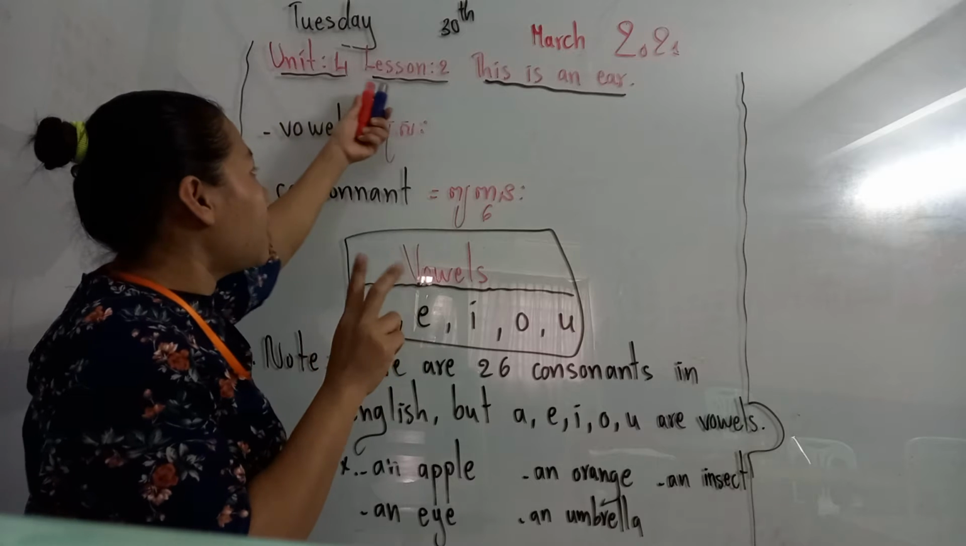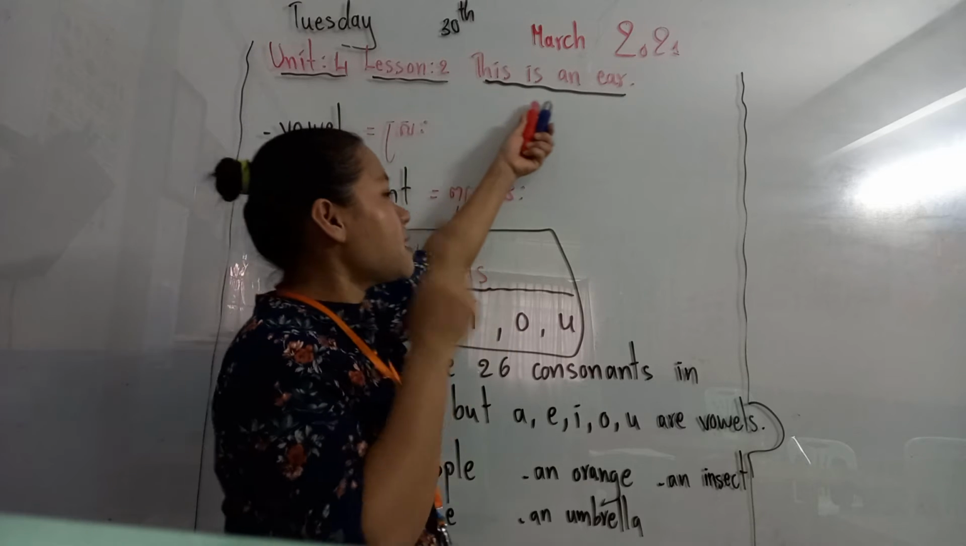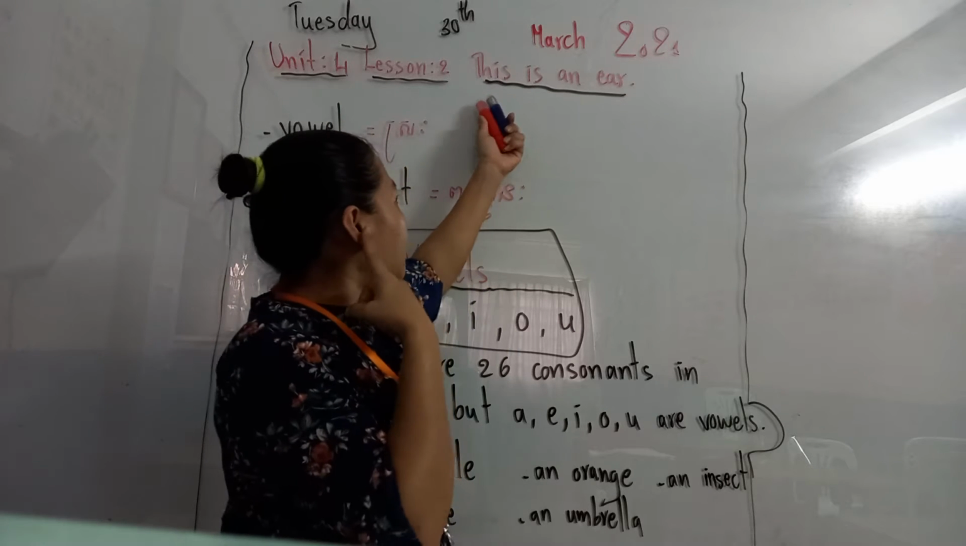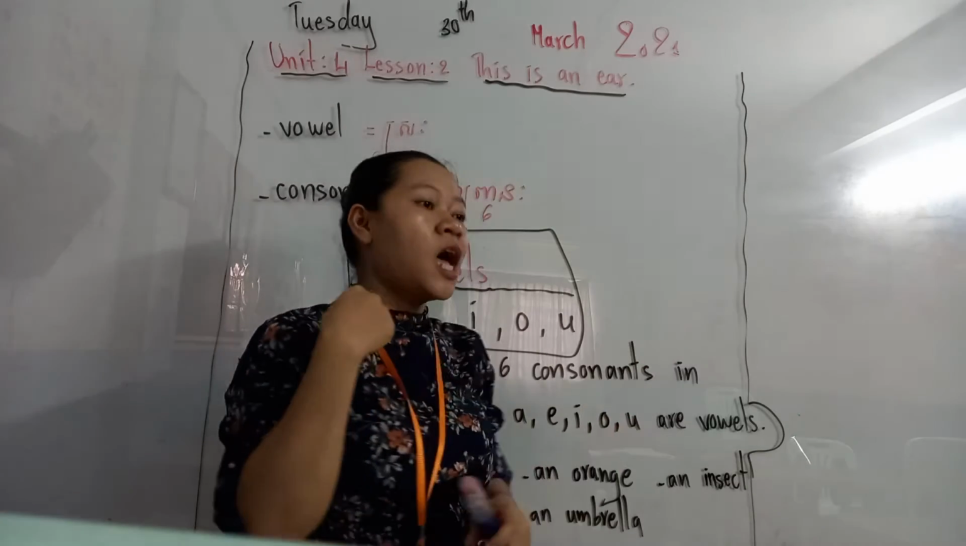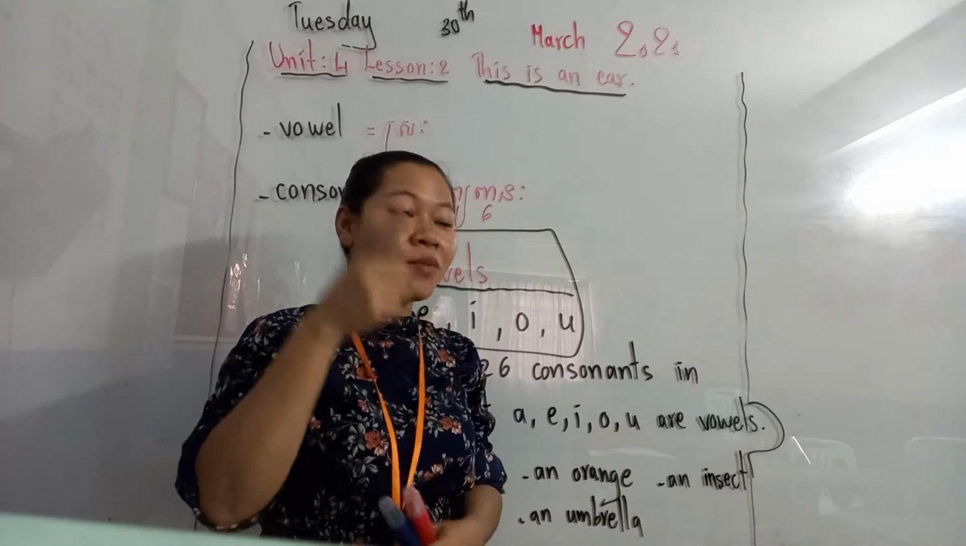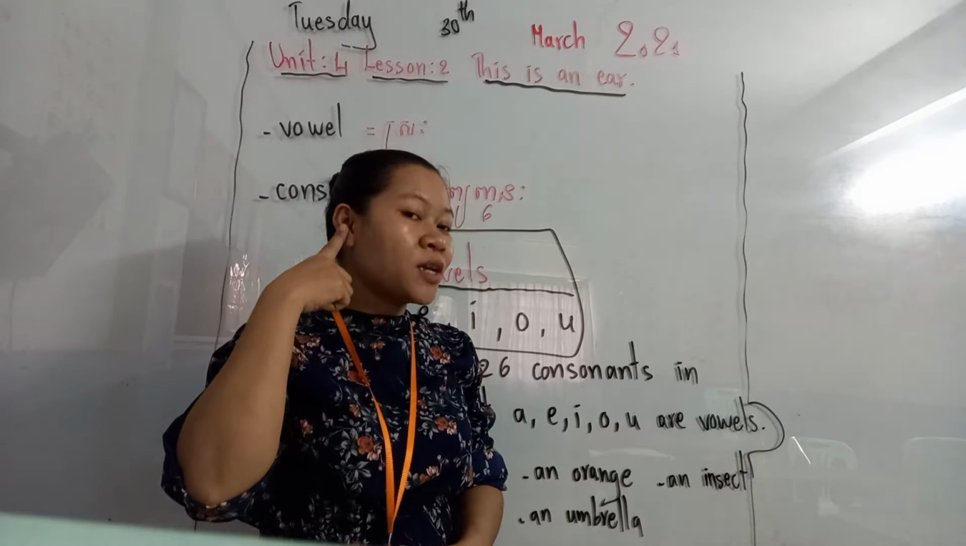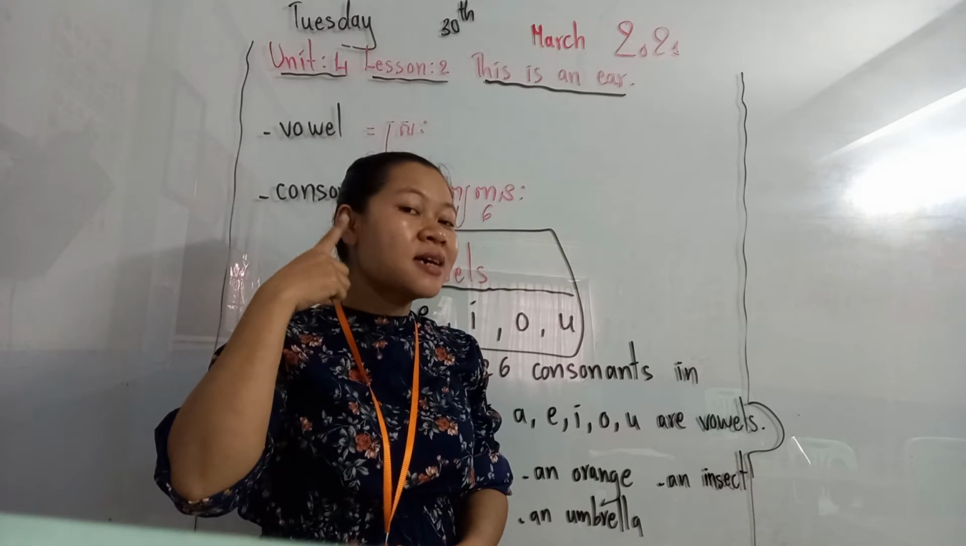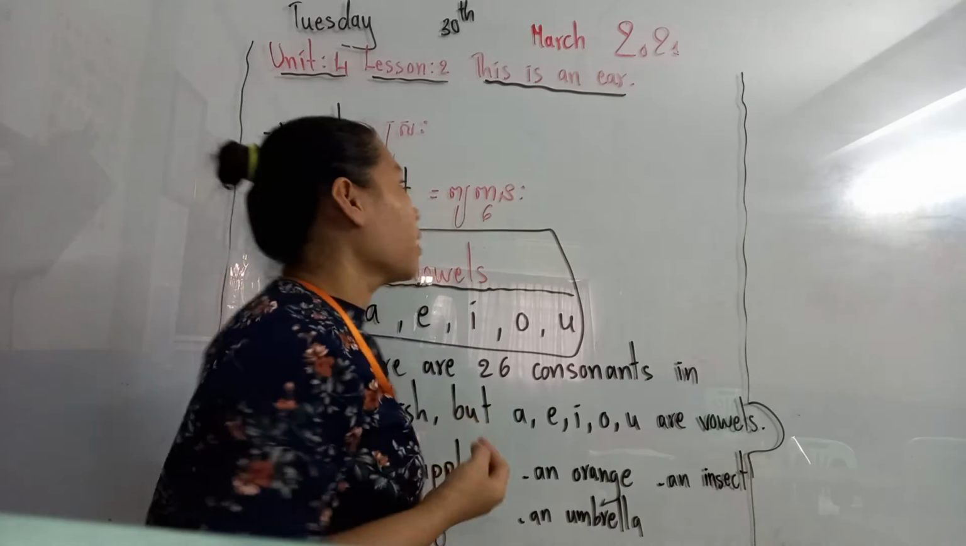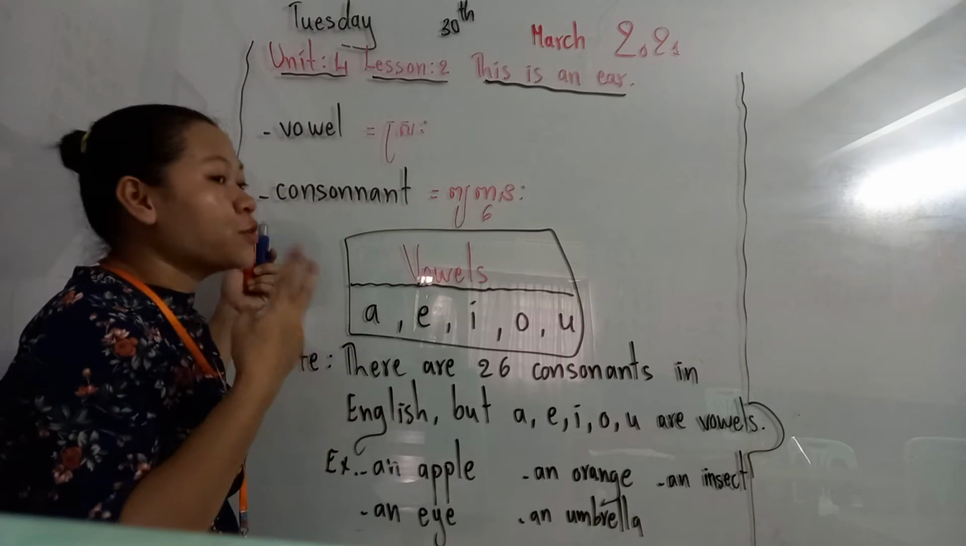Unit 4, lesson 2. This is an ear. An ear means that there is only one, because it just points to only one. This is an ear, okay? So today there are two words.